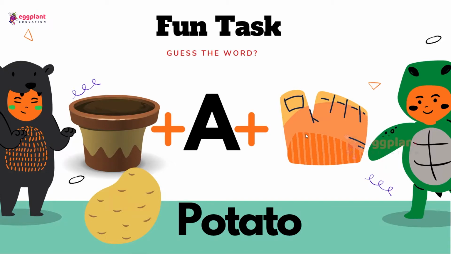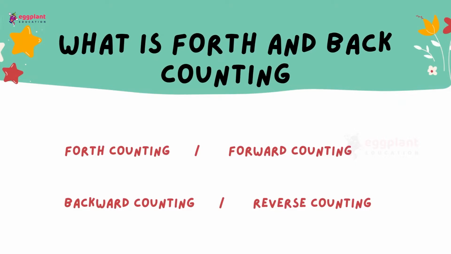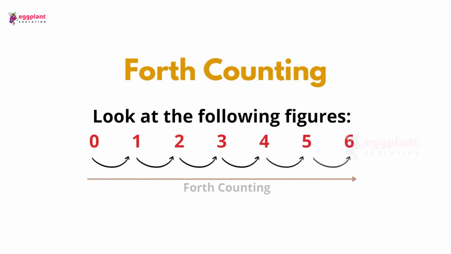Okay, let's begin our class. Now, we shall quickly recollect the concepts that we saw in our last class. So, what is forward counting? Forward counting is counting from a smaller number to a greater number. That is counting upwards.